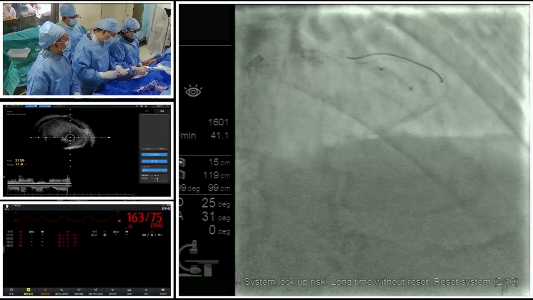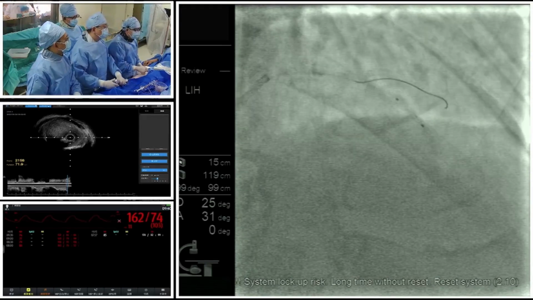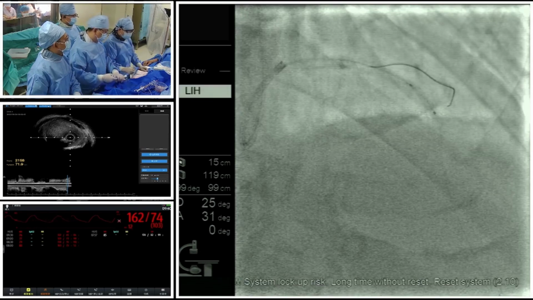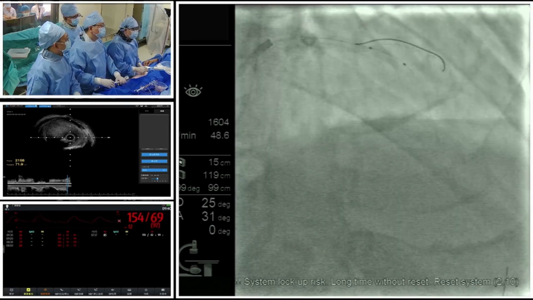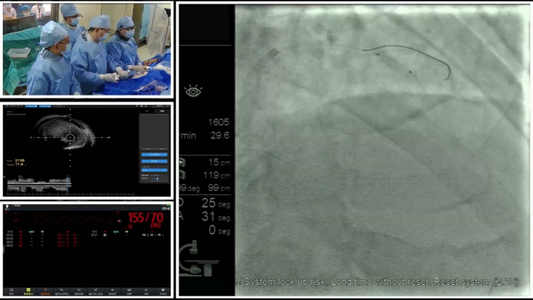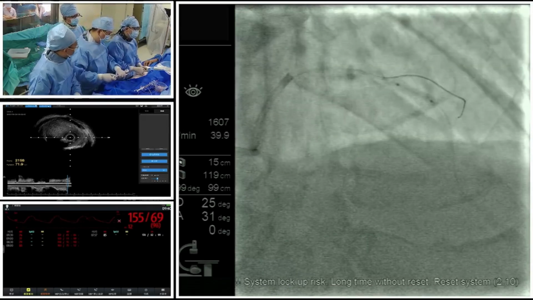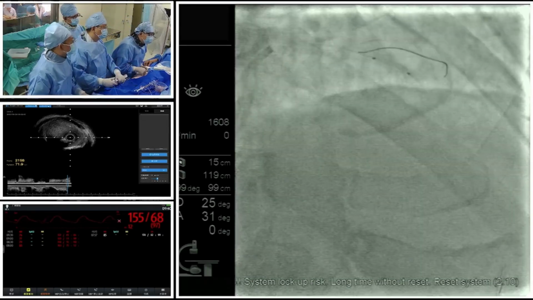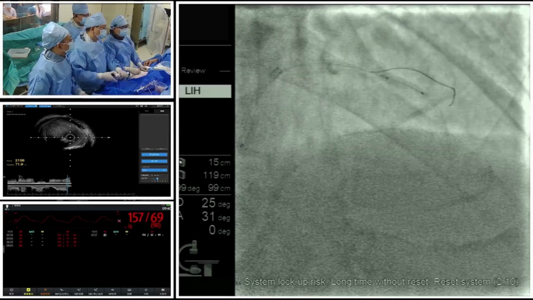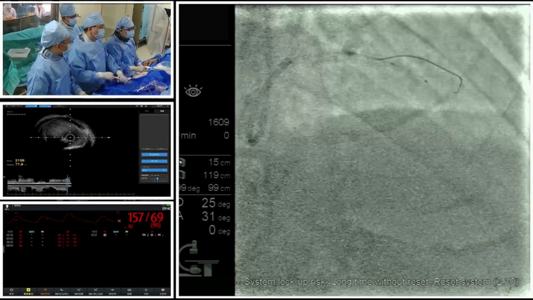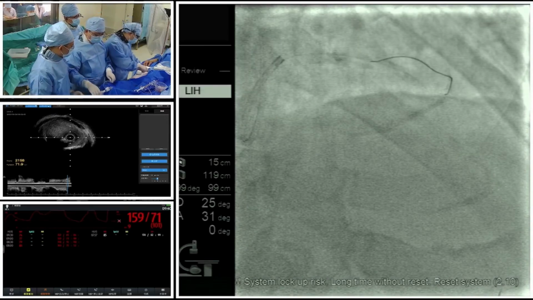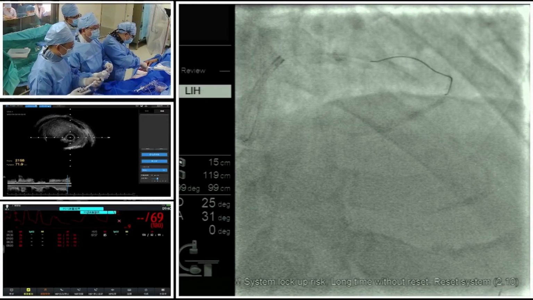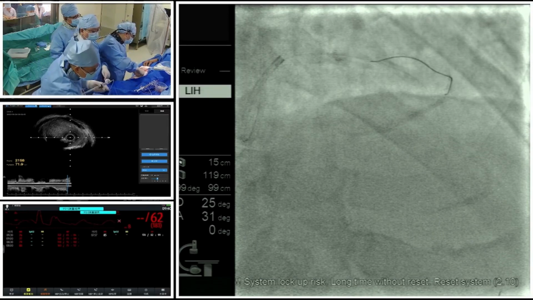So now I see you put it where in the first diagonal for the protection already. Okay, just after the pre-dilation, we will perform the first stent implantation. So what's the size of the first stent? In fact, the size of the NC balloon is 3.5.